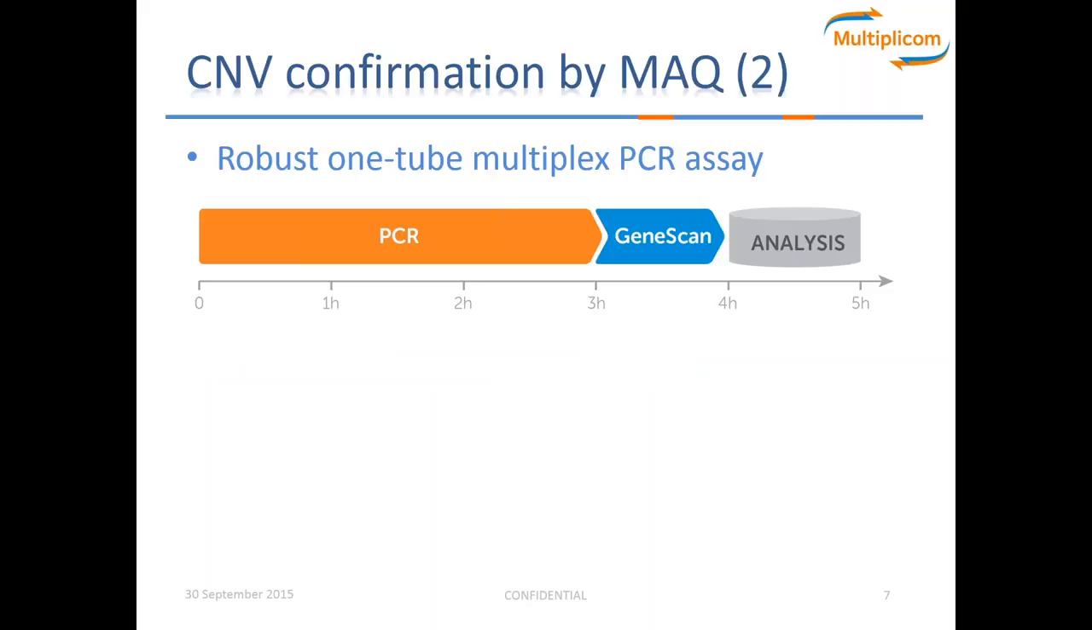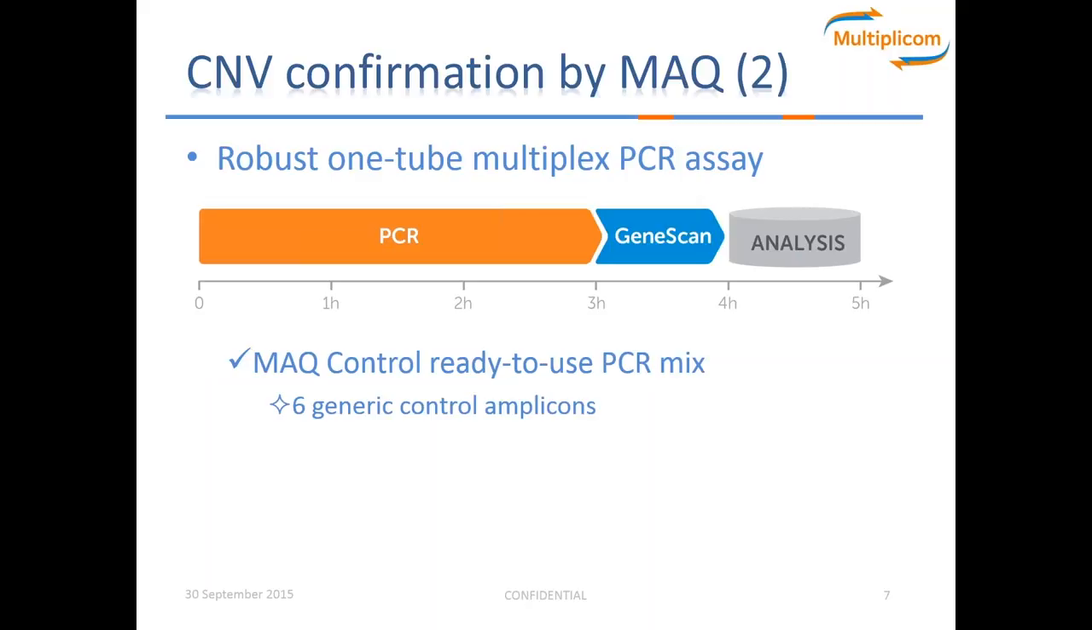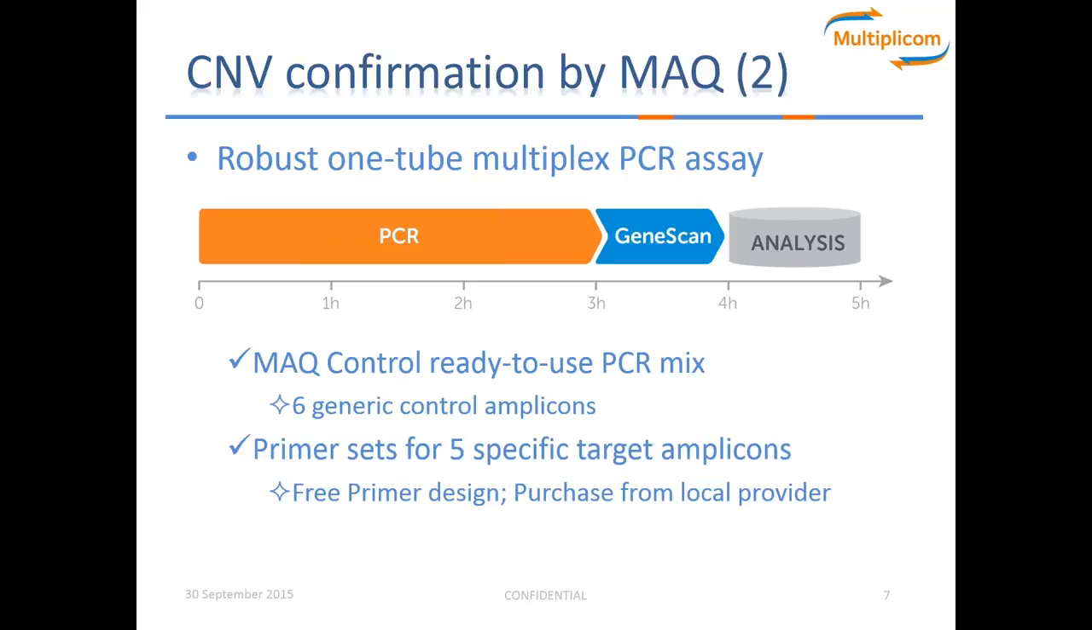Whereas BRCA MAQ is provided as ready-to-use, the other customized MAQs, the whole genome MAQ and the region of interest MAQ, are founded on the MAQ control from Multiplicom. MAQ control is provided as a ready-to-use PCR MAQ. It amplifies 6 control amplicons, enabling reliable dosage analysis, and it has the possibility of up to five customizable specific target amplicons, which are ordinary primers that are added to the master mix of the control MAQ, helping to keep down the cost. And once the primers are in-house, you just add them to the master mix according to a fixed mixing scheme, keeping everything simple and fast.